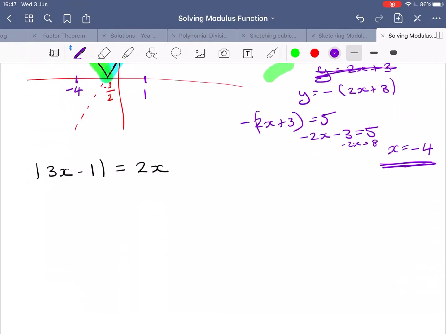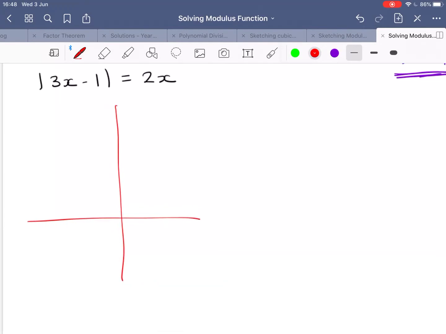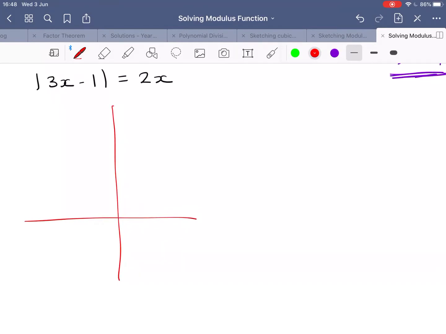Okay, so let's have a look at another example. So this time I've got to solve the equation, the modulus of 3x minus 1 equals 2x. So, just like we did before, you really have to draw these. So, modulus of 3x minus 1. So, the line y equals 3x minus 1 would cross at minus 1. It would be pretty steep because it's got a gradient of 3. So, where it's above the y-axis, that's fine. But then it gets reflected.